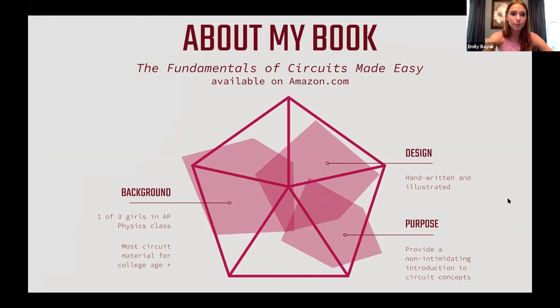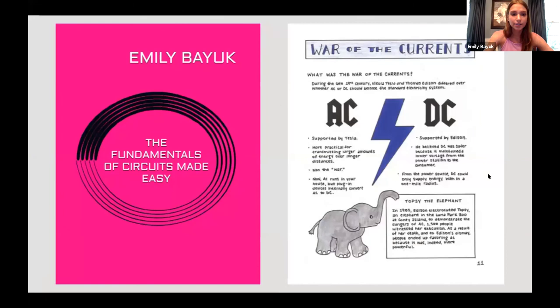So my background was the whole scholarship project. And I also wanted to gear my book more towards young girls, just because there is such a gender gap in electrical engineering as well. This is just a little more about my book. And here's a page of my book and the book cover, which is available on Amazon. And then this page is about AC/DC that I chose.